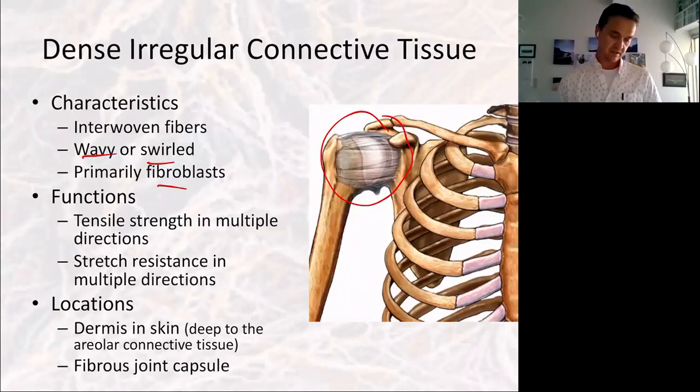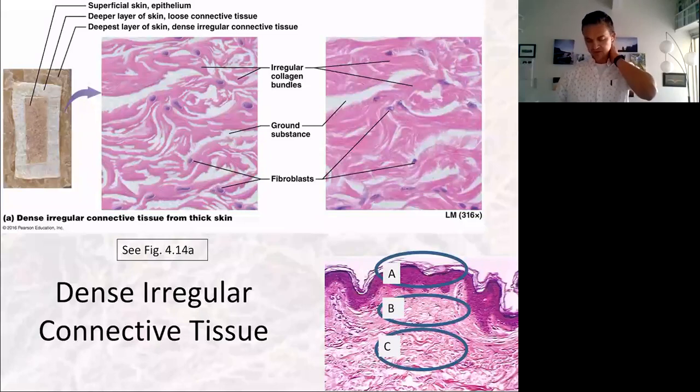So we have stretch resistance in multiple directions. We have this in our dermis, which is the layer of skin right below the epidermis, so it's connective tissue, and we have it in our joint capsules. Here's what it looks like. Somewhat similar to dense regular connective tissue, but much more wavy, right? Much more wavy, so lots of wavy lines, okay?